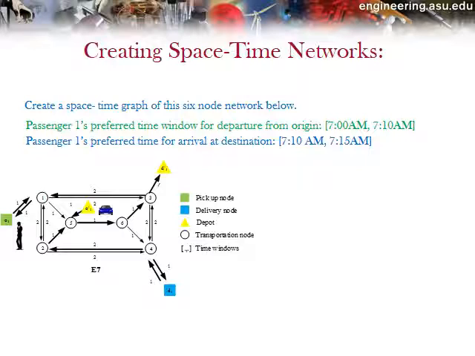Passenger 1's pickup time is from 7 to 7:10. Passenger 1's arrival time is 7:10 to 7:15. So you can see the vehicle is going from node 5 to node 6 to node 4 to node 2, just the fastest route to pick up this passenger, then to node 1, the origin, then dropping them off in his area, then going back to the depot. Then you can represent this in a graph.